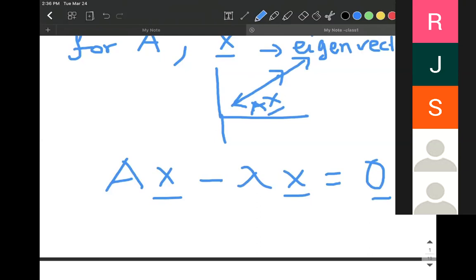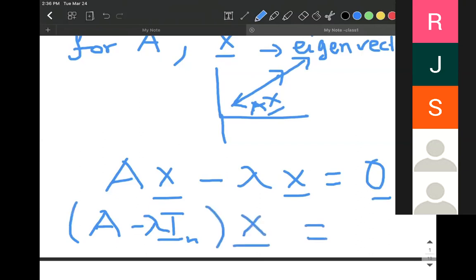Now, collect. You can rewrite this in the following way: A minus lambda times I_n. Right? So agree with me up to this point.